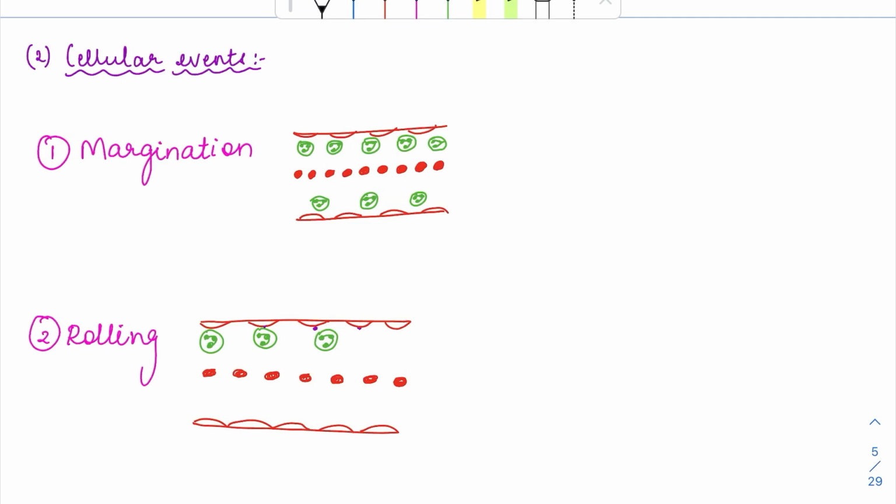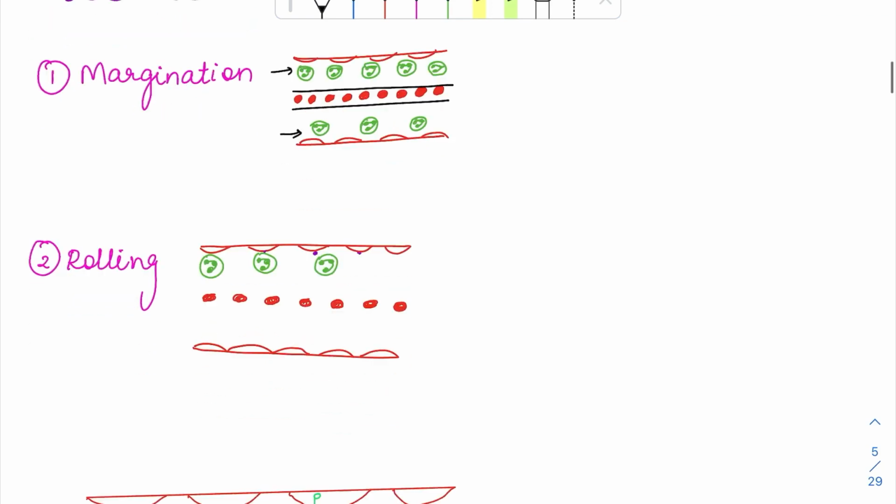But during the margination step, which is the first step in the cellular event, the WBCs which are much more peripheral to the RBCs are going to become far more peripheral, and they'll go near the endothelium. Okay, so if the WBCs were initially present near these RBCs here, they are going to acquire a peripheral location, as in they are going to come near the endothelium. So this is called margination, which is the first step in the cellular event.